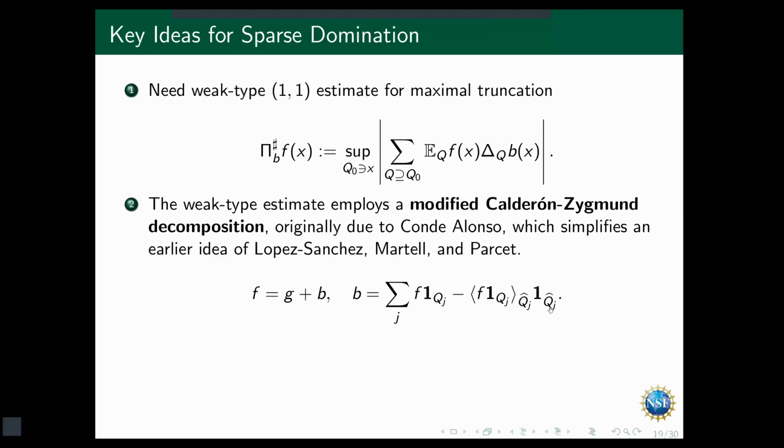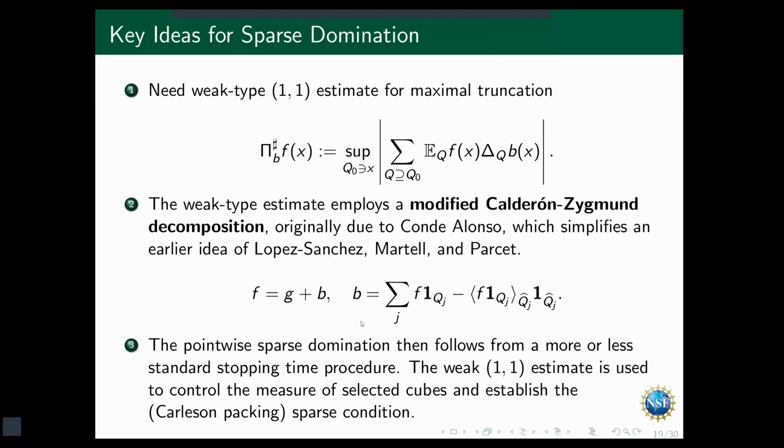We select the stopping intervals in the same way, the stopping cubes, but instead of subtracting off F minus its average on Q, we subtract off its average on Q hat, the dyadic parent. You see this kind of echoes the way that we defined martingale BMO previously in this talk. And it turns out that this decomposition, so now the bad functions are actually supported on Qj hat, and they have mean value 0 on Qj hat. But this decomposition turns out to be the right one to be able to prove weak type estimates.